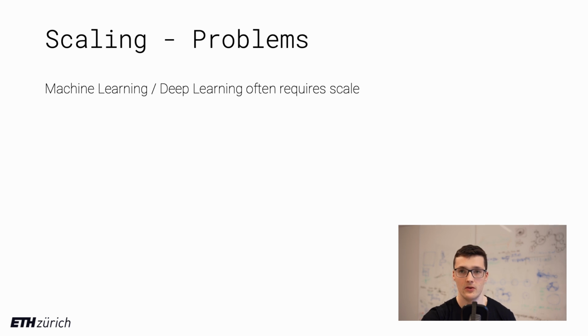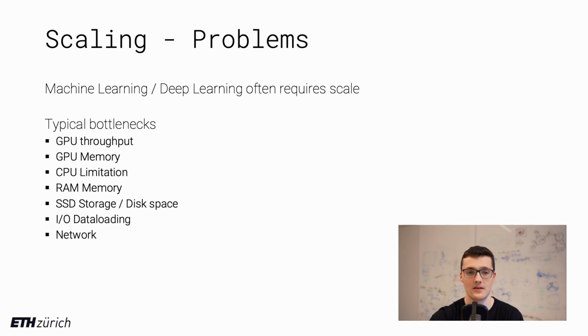Then what I also want to tell you quickly is that machine learning is basically one pretty big scaling problem, because we want to train very deep and very complex models. We require scale. And just as an overview, what might be a bottleneck is basically everything: your GPU throughput, your memory, your limitations in terms of CPU, your limitations in terms of available RAM, or your storage and disk space capacity, as well as your input/output for data loading, or your network. So one of the important things is that you need to be able to identify those problems.